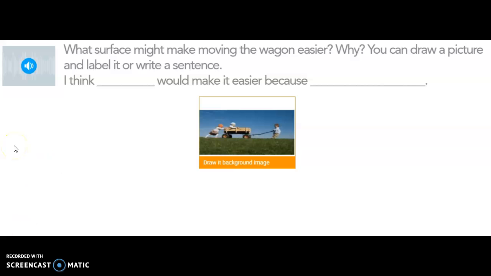If you try to pull a wagon on mud, that probably wouldn't be easier. It'd probably make it even harder since that isn't a smooth surface. It's very sticky and rough.